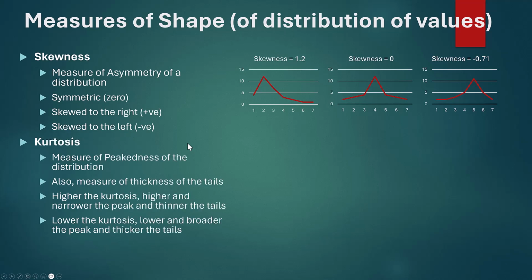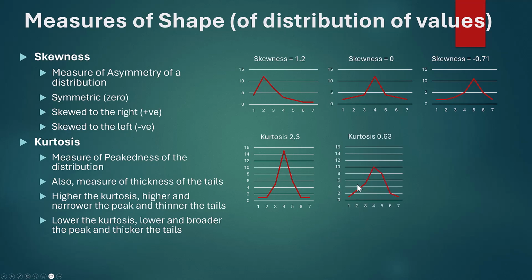Another measure of shape is kurtosis. It's a measure of peakedness of the distribution. An example will make it clear. There's a high peak and a narrow peak. That's a high kurtosis number. Here the peak is not that high. It is not that well defined. The kurtosis value is smaller.